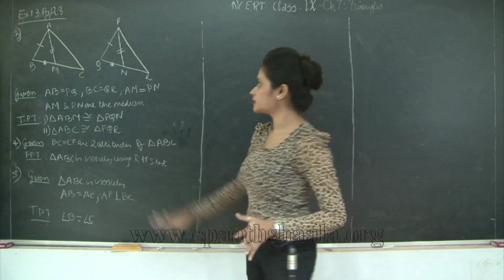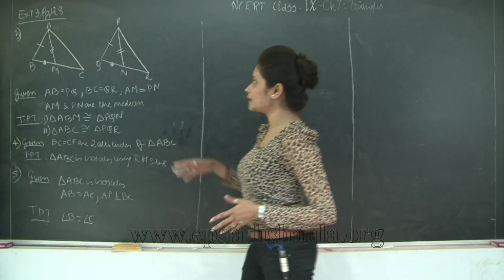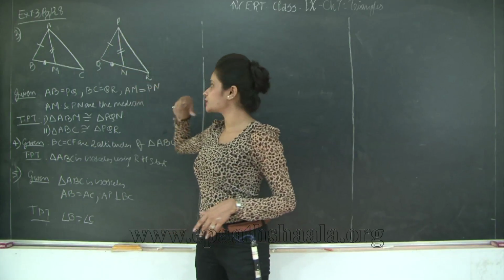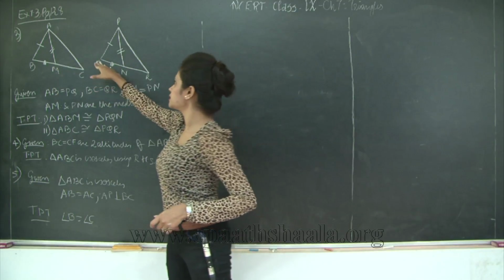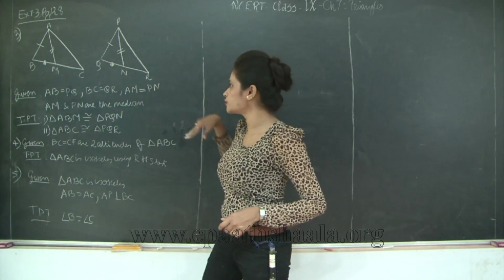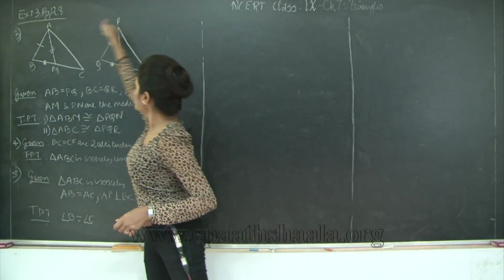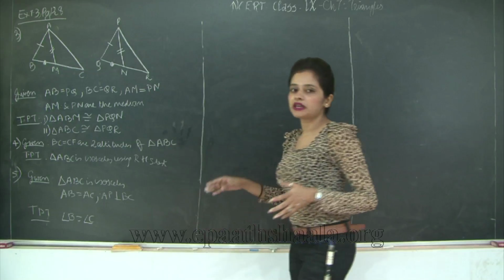In the third question, we have two triangles. It's been given that AB is equal to PQ, marked with single dashes, then BC is equal to QR. The entire line segment BC is equal to the entire line segment QR, and AM is equal to PN. It's also been given that AM and PN are the medians.